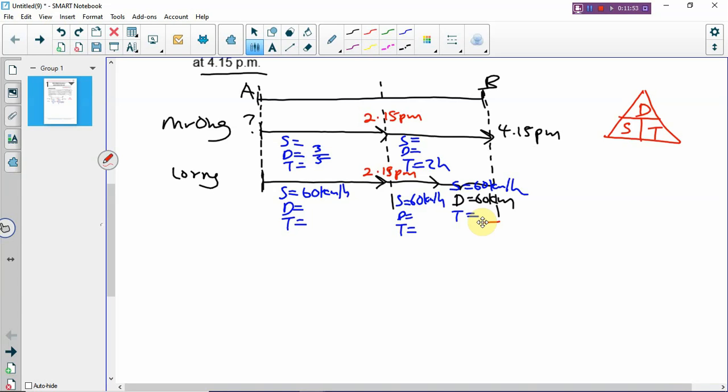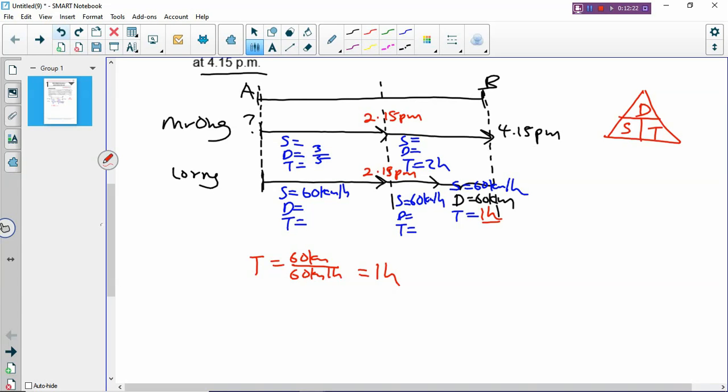Let me just write over here, time is equal to distance divided by speed. So you have distance is 60 kilometers divided by speed, which means that the lorry will take about 1 hour to reach town B. Of course, the question never tells me how long the lorry will take to reach, so we don't need to find that. But just to let you know, we can also find that if you want.